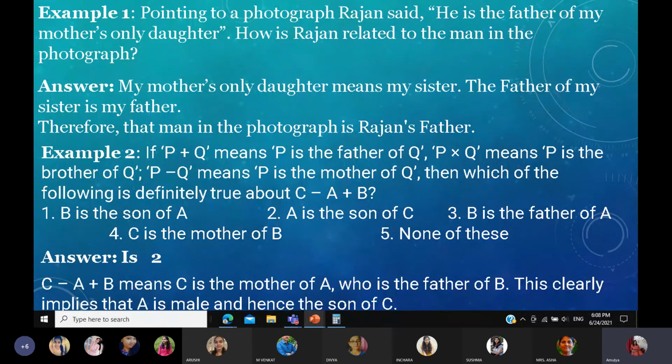Option 2 is correct, where C minus A plus B means C is the mother of A, who is the father of B. This clearly implies that C is a male and hence is the son of C.